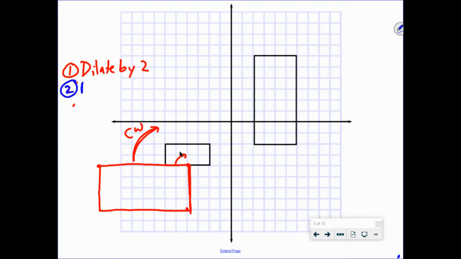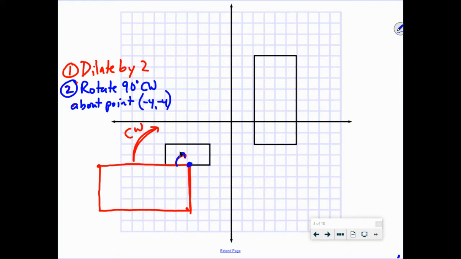Step number 2 would be to rotate 90 degrees clockwise. Now I do need to say about what point I need to rotate it at. And I think rotating it on this point, like putting my pencil here and turning it from here, would be the best way to do that. And if I rotate it, that would be about point -4, -4. Okay? About point -4, -4.